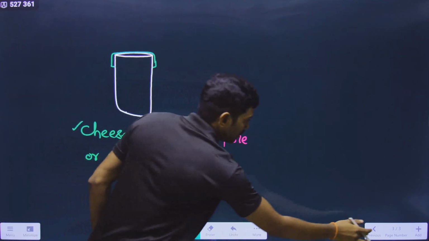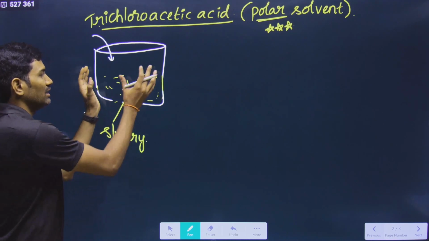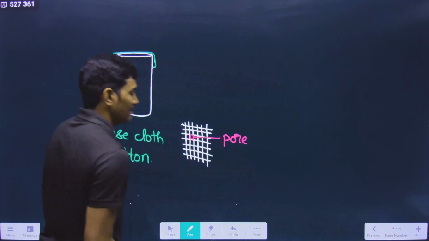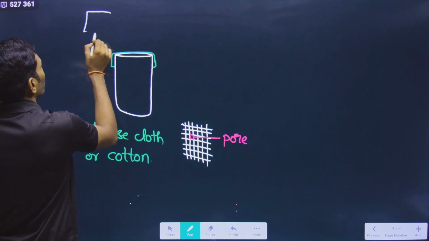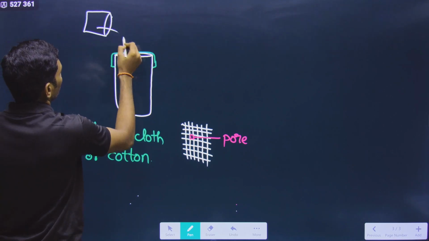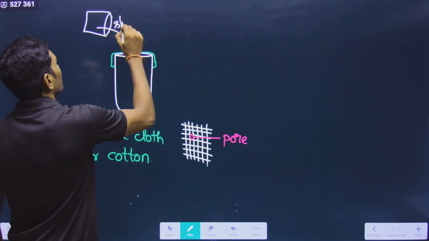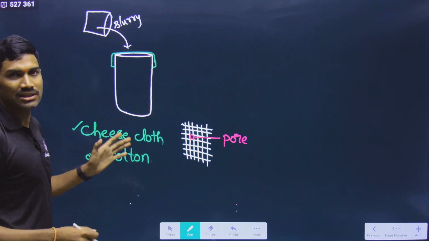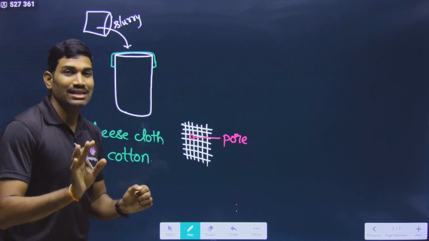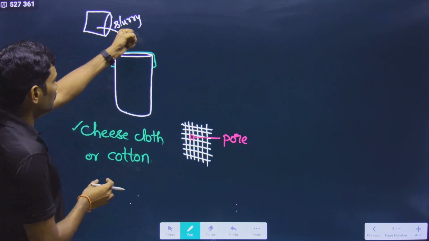And then what are we doing? Already the slurry is ready in another beaker. Now take this slurry and just pour this slurry on this, and then you are squeezing it. In the NCERT they are using a word called straining. Straining means what? You just squeeze it.